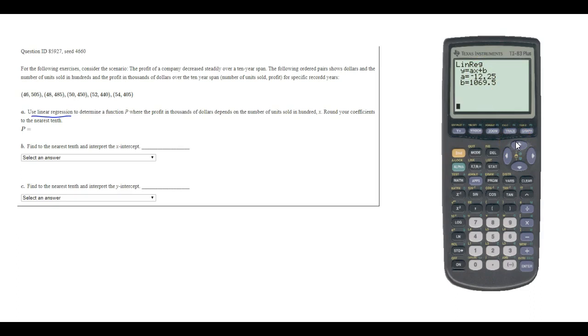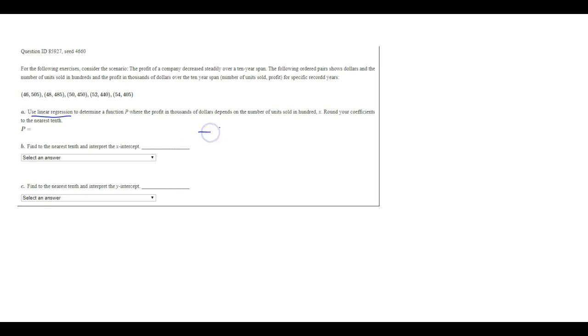And then it asks us to find, to the nearest tenth, and interpret the x-intercept. Well, remember the x-intercept is where y equals 0. So I would have to let y equal 0. So our profit function is going to be this negative 12.25x plus that 1069.5. If I can get it right. There we go. Okay, so that's our linear regression.